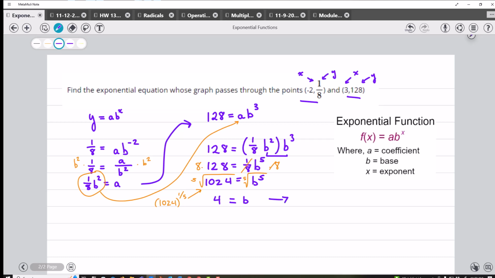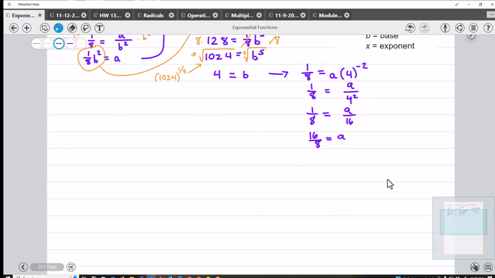So I can go back to this business over here and solve for a. So 1/8 equals a, b equals 4. We still have our same exponent. 1/8 equals a 4 squared. See what I did with that negative exponent again? So 1/8 equals a over 16. If I multiply both sides by 16, I think I need to scroll. I think I will get a equals 2.